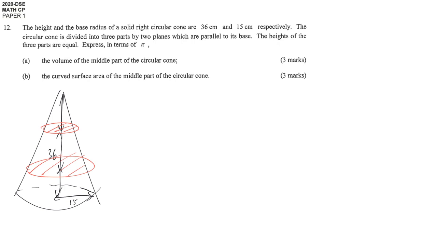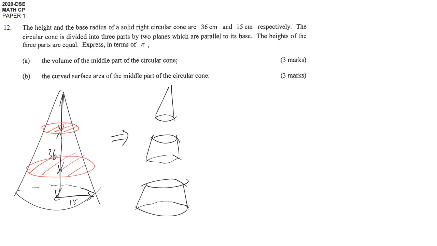So if we cut it separately, there is a cone above and then a frustum in the middle, and finally we have an even bigger frustum. This question is not difficult, but you have to pay extra attention to the wording. They're talking about the middle part, this part. So they are talking about the volume of the frustum. They are not talking about the cone of these 2 parts together.